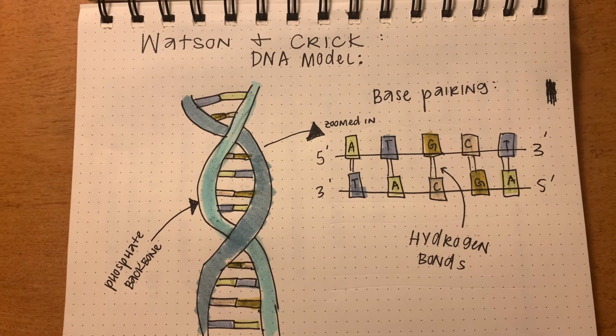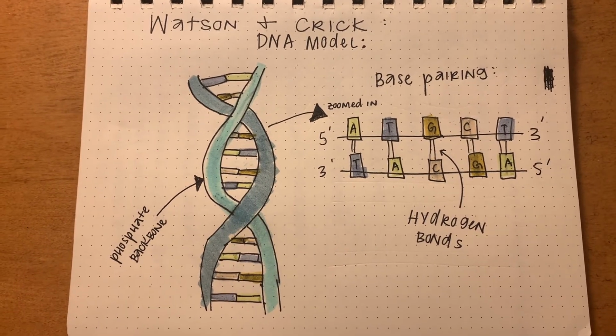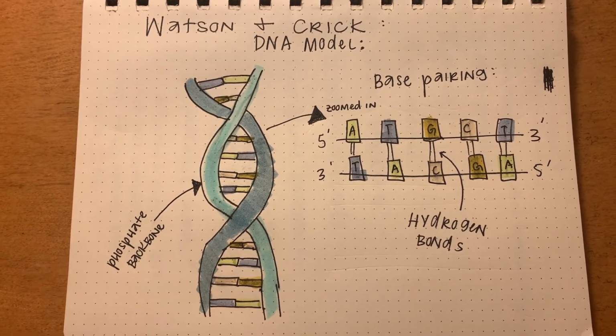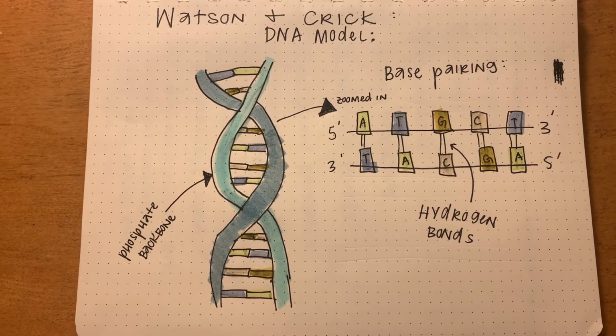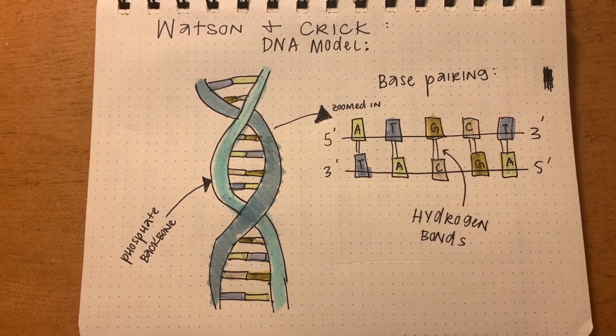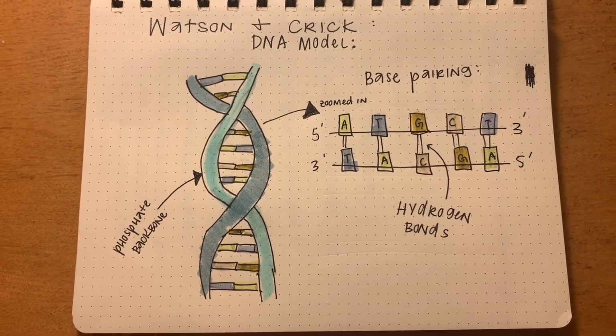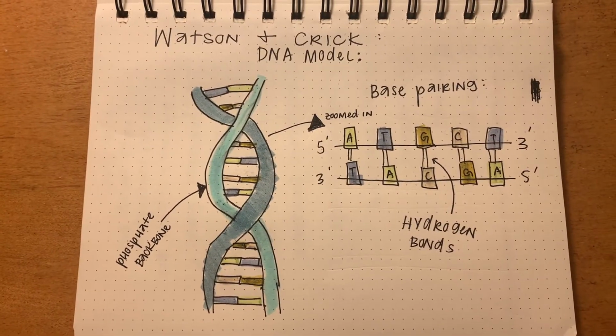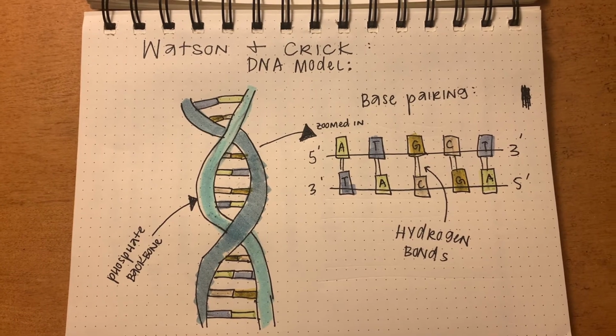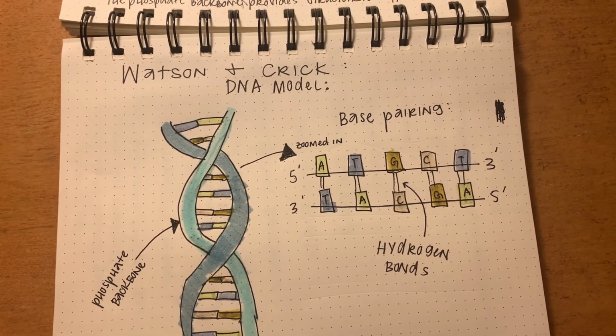In the model by Watson and Crick, there are two strands of DNA that make up the double helix. The double helix is held together through hydrogen bonds between base pairs, or nitrogenous bases. Here's a simple illustration of the DNA model. The nitrogenous bases have specific pairs. Adenine and thymine are a pair, cytosine and guanine are another pair.